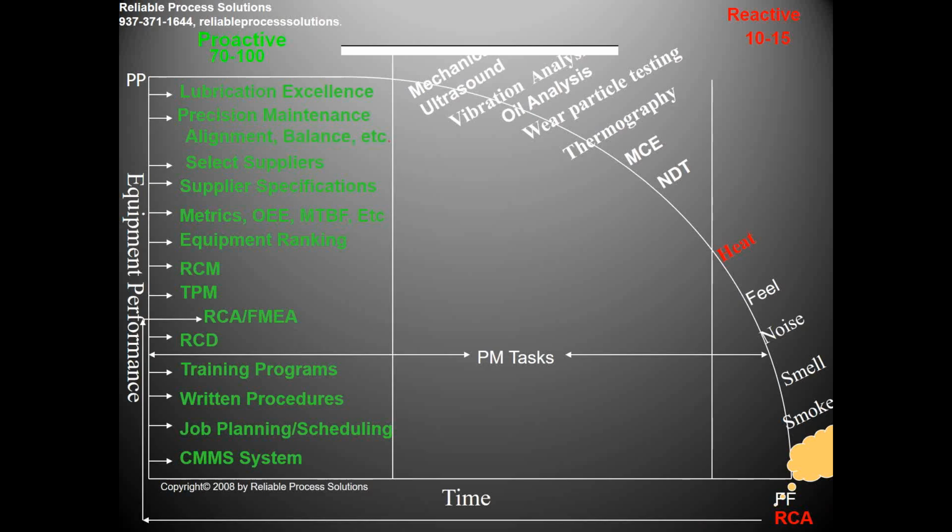So if we look at our failure curve, we talked about this at all the previous webinars, and we see this area where we're over here in reactive, where we find things out using human senses. Well, now today we're going to discuss, as we move up the curve, how to use these technologies that are available to find failures of equipment long before the failure reaches the point where it reaches those human senses areas, and at that point, there's no way to bring it back to new.